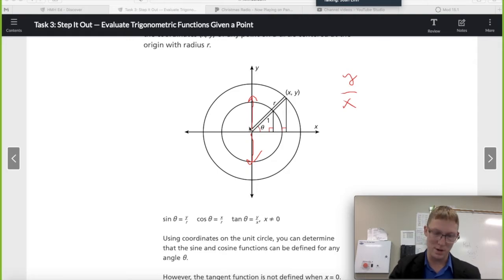You can't have 0 in the denominator unless you're Chuck Norris. And you all aren't Chuck Norris.